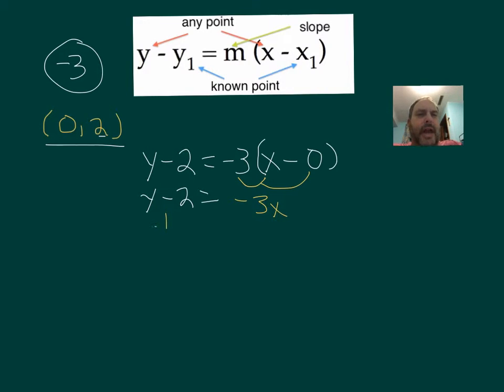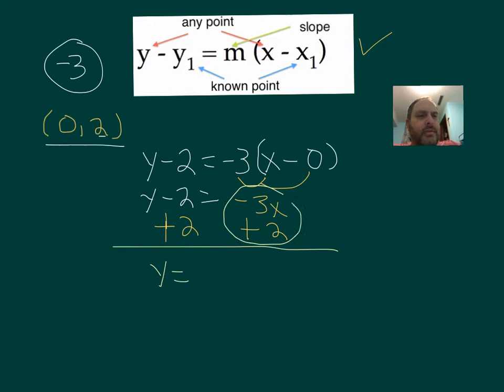Next step is going to be to add 2, because I want to get the y by itself, because we're putting this in slope-intercept form. We're going from this point-slope form to slope-intercept form. So I add my 2 over here, and I want you to think about this. On the left-hand side, my y is left by itself. Here, my terms are unlike. I don't have an x with that 2, so I can't combine them. So I'm going to leave my negative 3x first, and my positive 2 second.